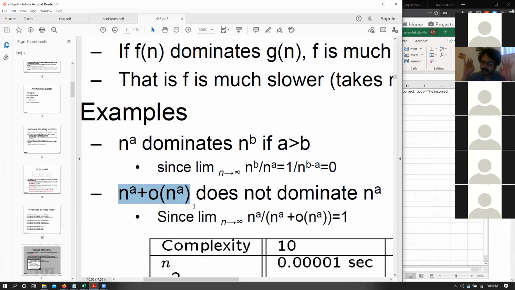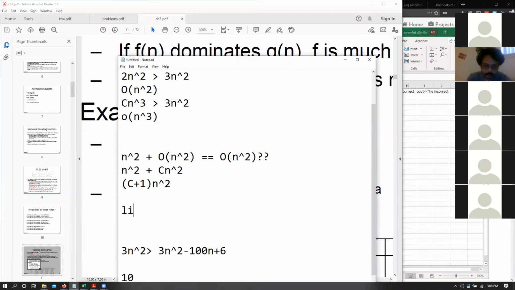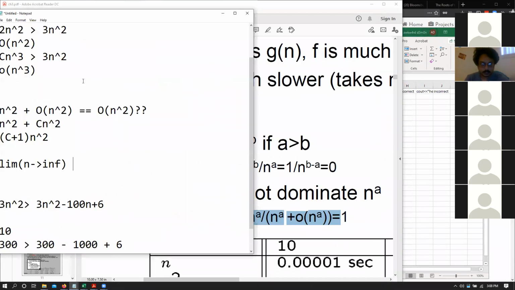For any c greater than 0? Right. So then this equation basically becomes the limit as n tends to infinity of n to the power of a divided by c times n to the power of a, where c does not matter because it is little o, it is going to be any constant.